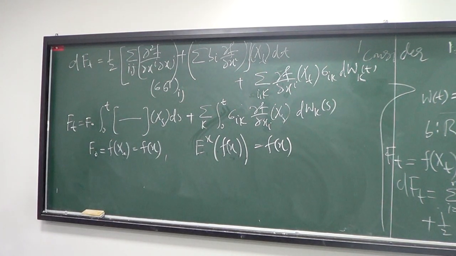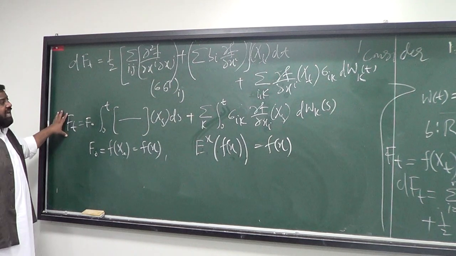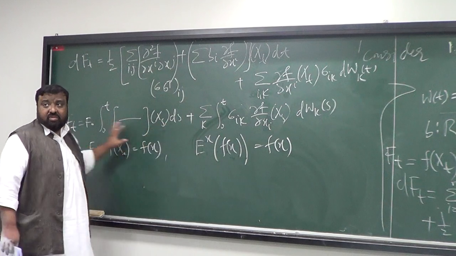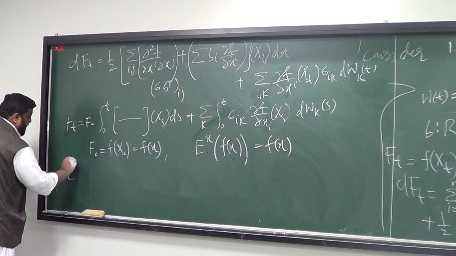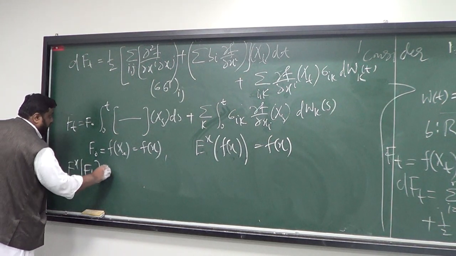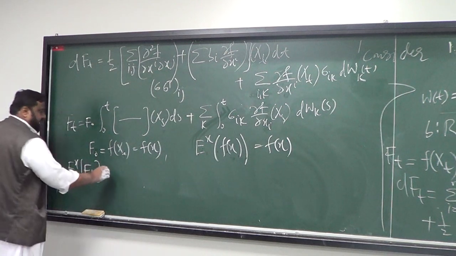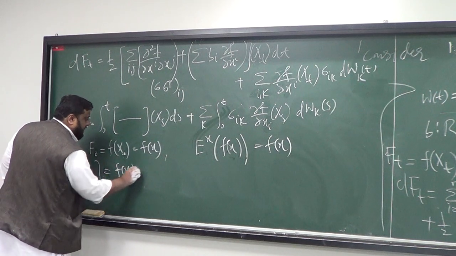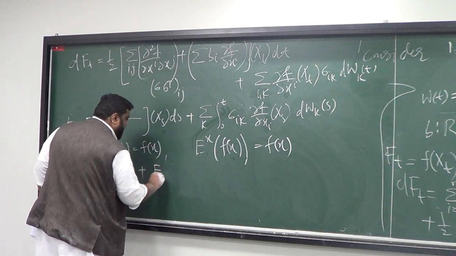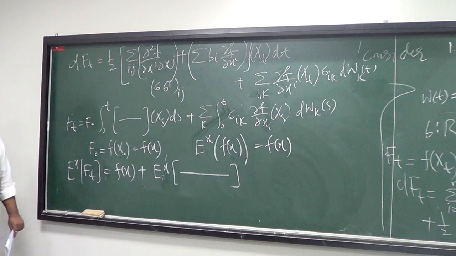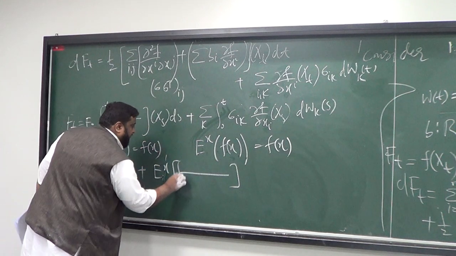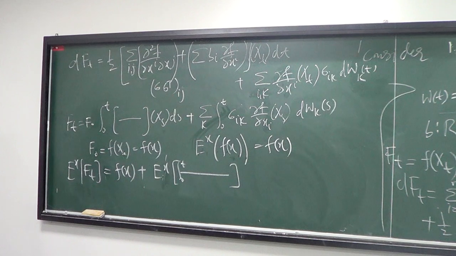ठीक है? अब इसका नतीजा क्या निकल रहा है? नतीजा ये निकल रहा है कि on this f I am now applying conditional expectation on both sides. When I apply the conditional expectation on both sides, E_x of f_t equals f of x plus the conditional expectation of this entire sum actually. And this sum is an integral, 0 to t. ठीक है?